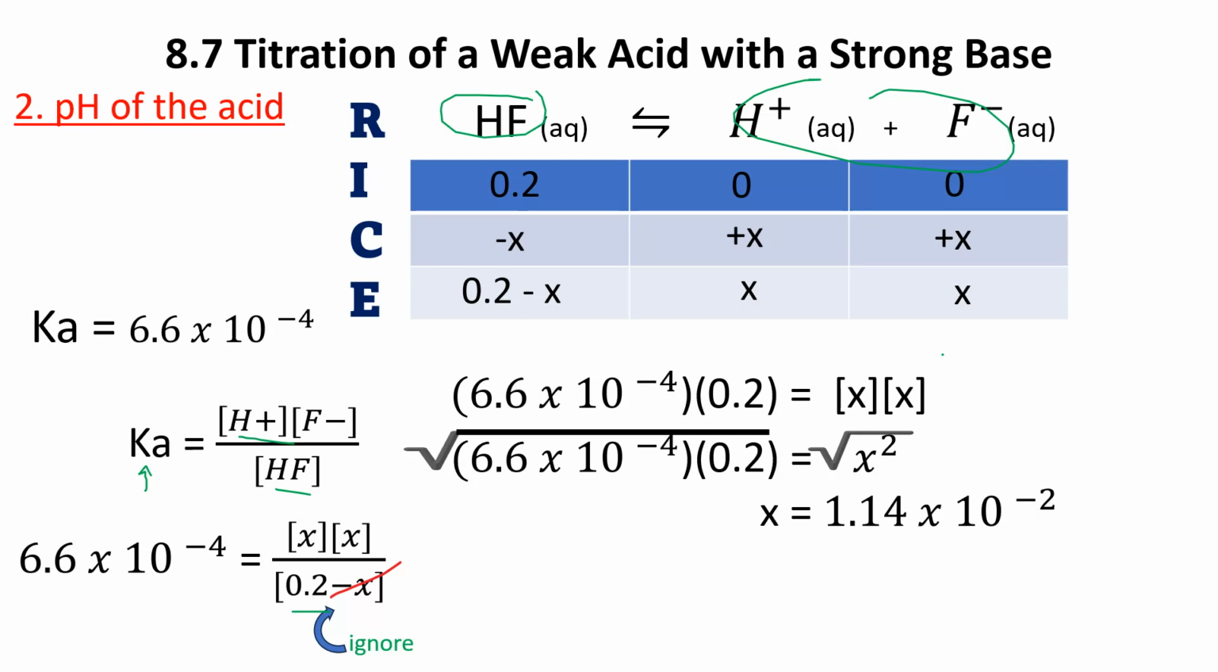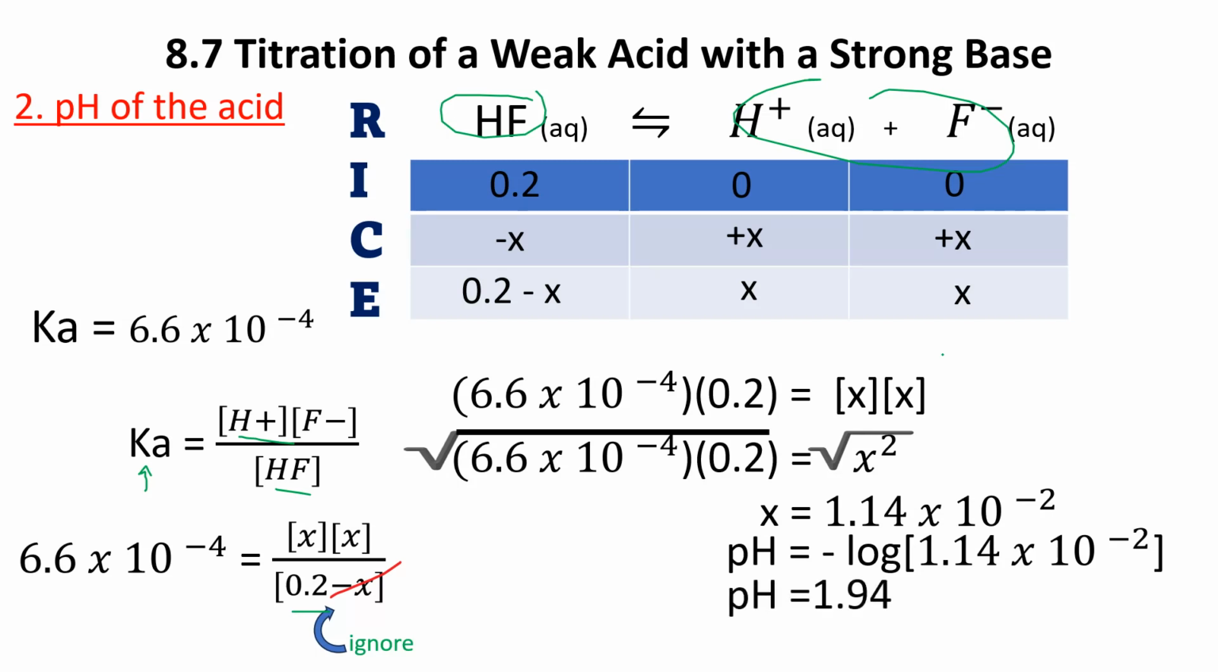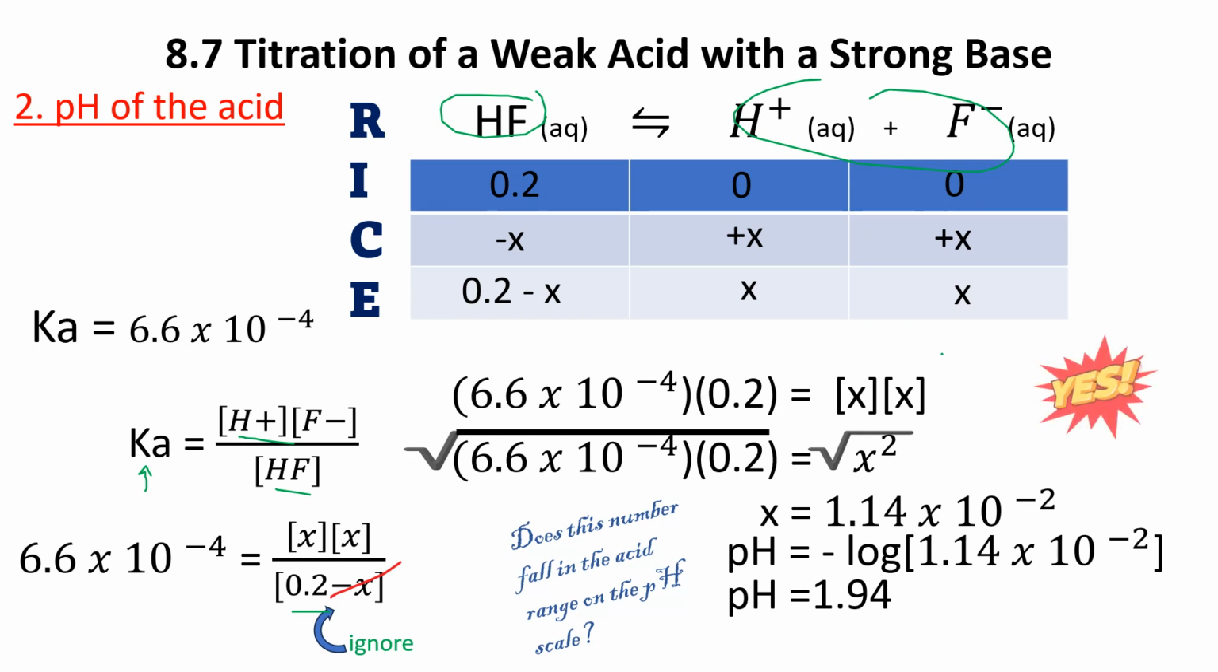Technically, this is a molarity. What we're going to do with it, though, is we want the pH, so we're going to take the negative log of that value, and we get 1.94. And we ask ourselves, does this value fall on the pH scale in the acid range? And it sure does. And so we're going to stick with it, as 1.94 is our first number.